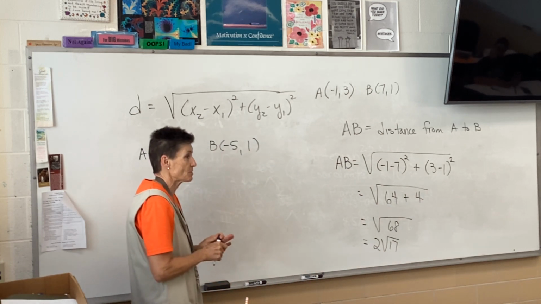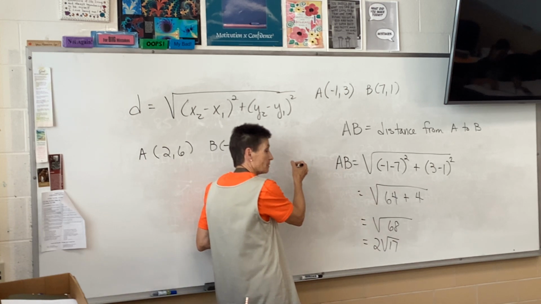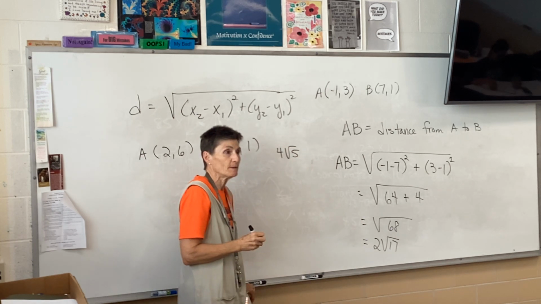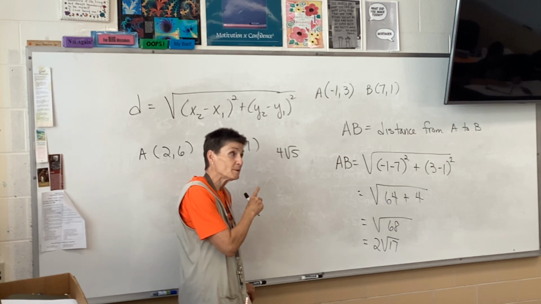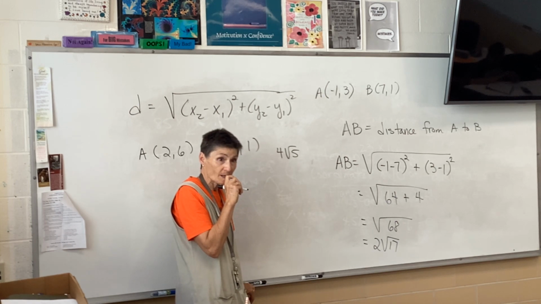I'd like to hear some answers. Let's just write down what we come up with. 4 radical 5. 4 radical 5 is one of our answers. Okay, anybody get something different? I don't know, that could be right or wrong, so share, did you get something different?